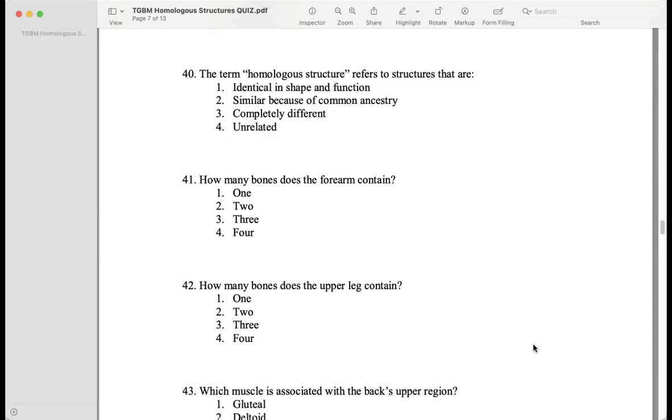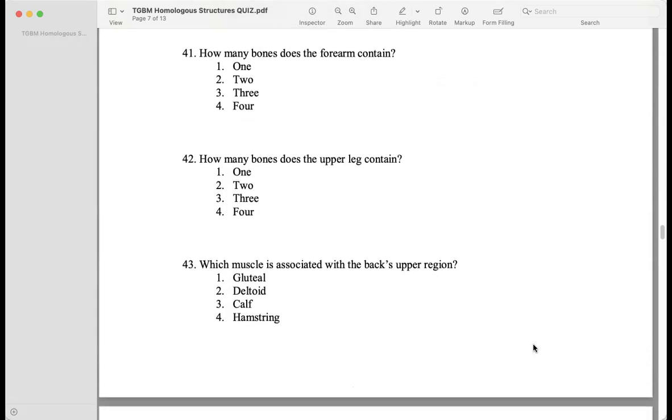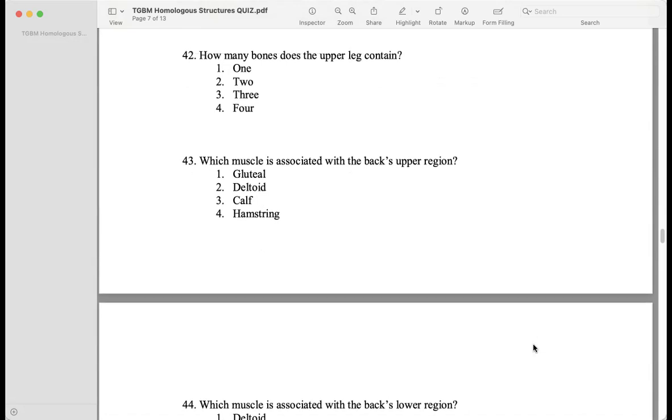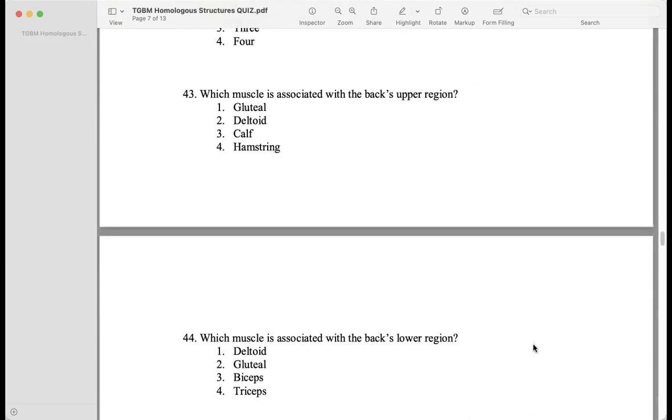The term homologous structure refers to structures that are similar because of a common ancestor. How many bones does the forearm contain? 2. How many bones does the upper leg contain? 1.